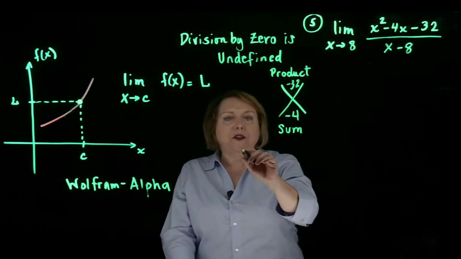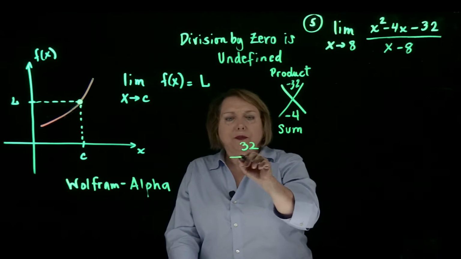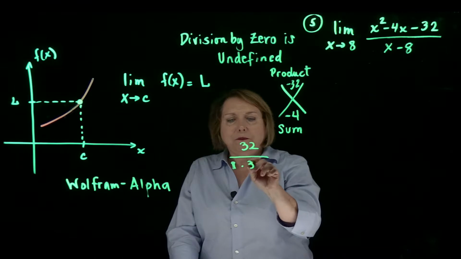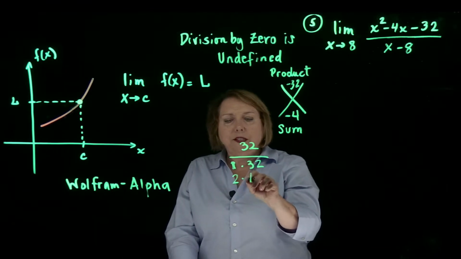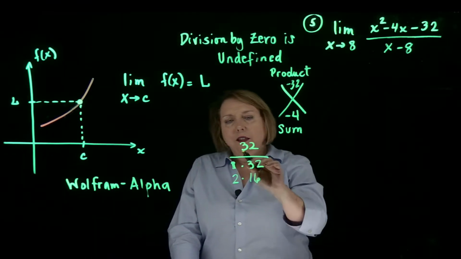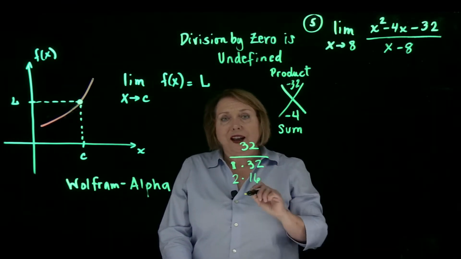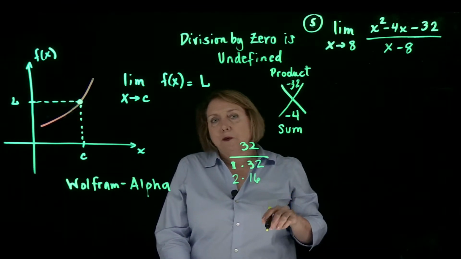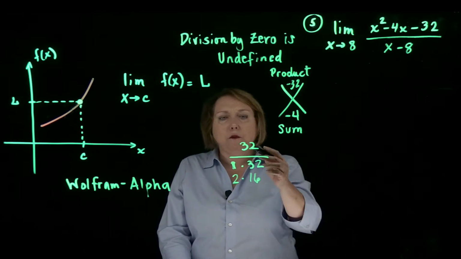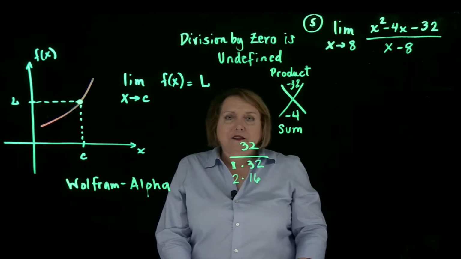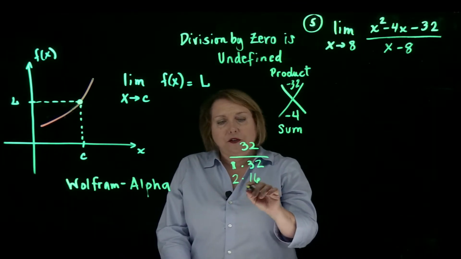So if I think about factoring 32, I could think of it as 1 times 32, 2 times 16. 3 doesn't go into 32. How do I know that? Because 3 plus 2 is 5. You add up the digits of a number, and if that sum is divisible by 3, it will be a multiple of 3. So because it's 5, I know 3 will not go into 32.